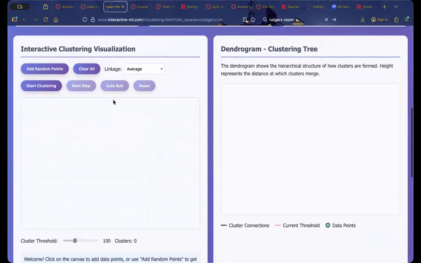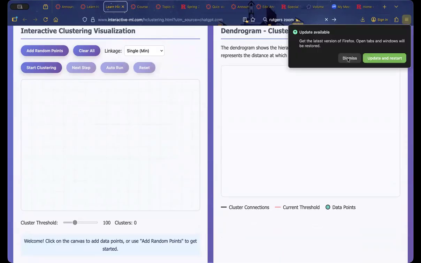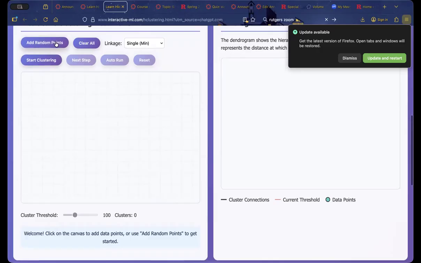Let's see if this is the one. There are different types of clustering techniques. The one that I'm showing you right now is called single linkage clustering, but there are other alternatives which I'll probably mention later on. Let me do the single one and then I'll add some random points.